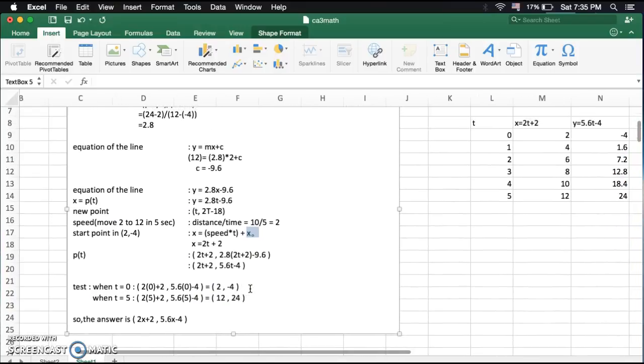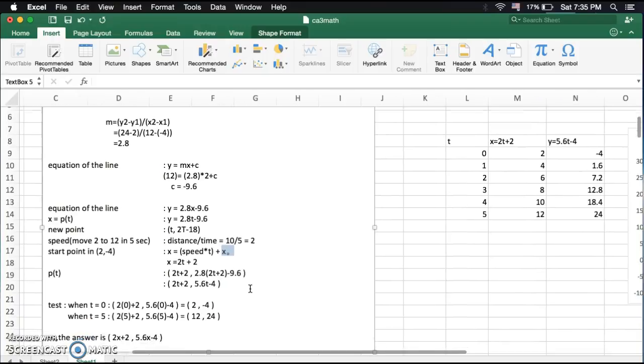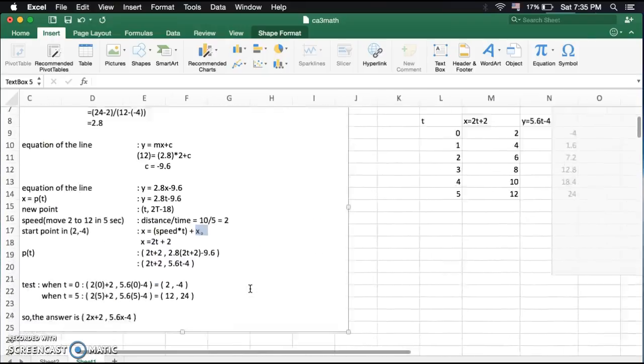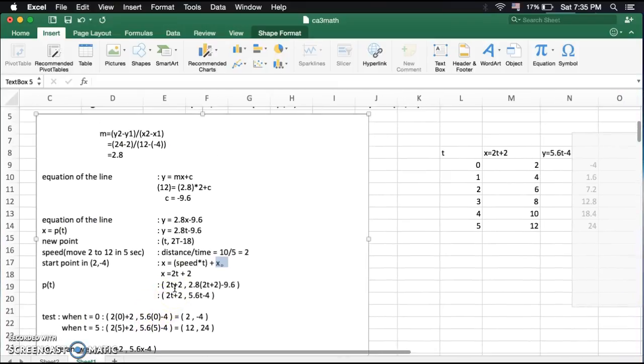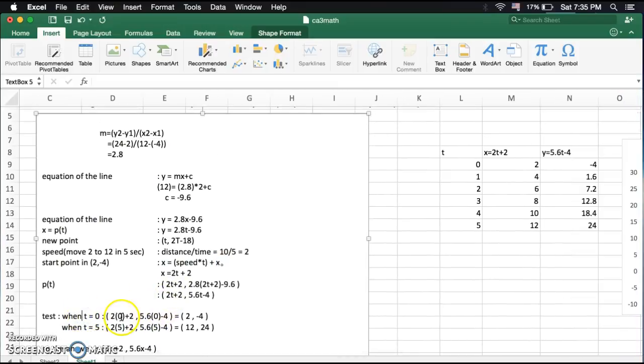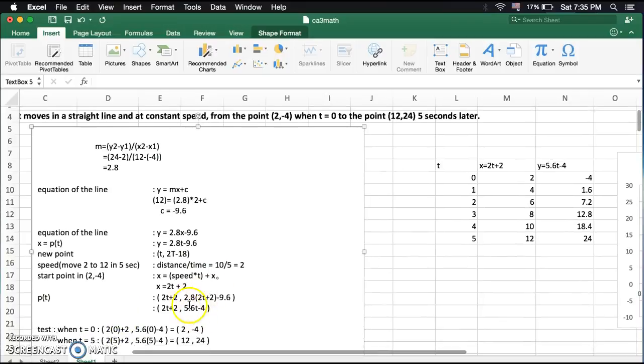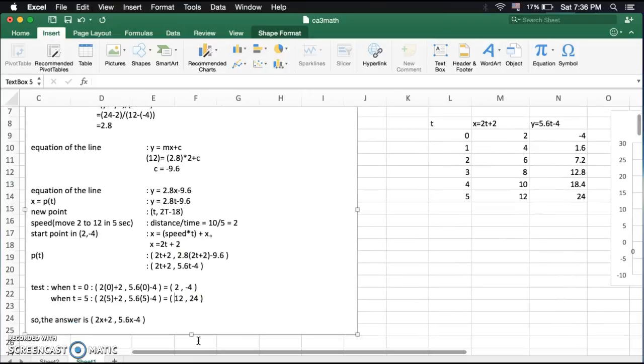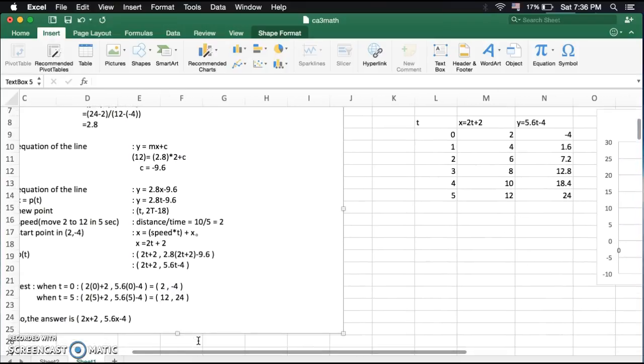To prove this is the parametric equation of this object, we substitute. When the time is equal to 0, we get the point (2, -4), and we put in the time again. When the time is 5 seconds, we obtain the point (12, 24), which proves our parametric equation is 2t plus 2 and 5.6t minus 4.